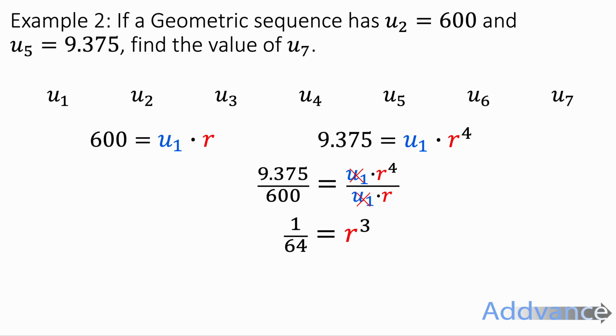And we can simplify that fraction. 9.375 over 600 is 1 over 64. Use your calculator to simplify that. Just type 9.375 over 600 into your calculator. It will say 1 over 64.